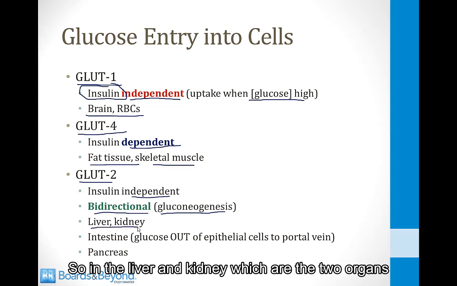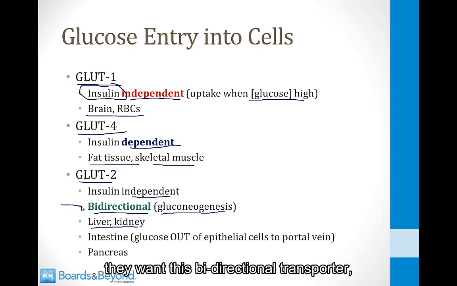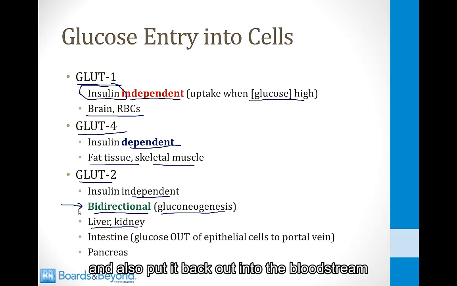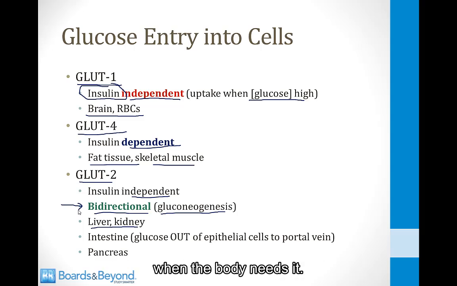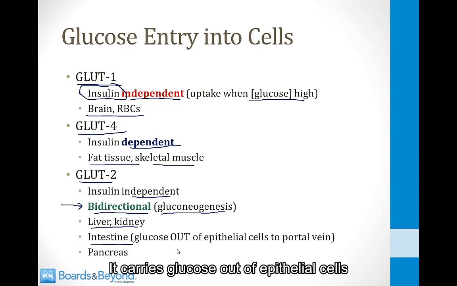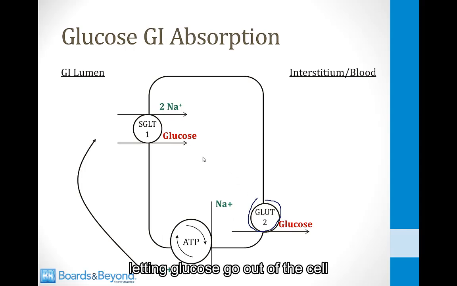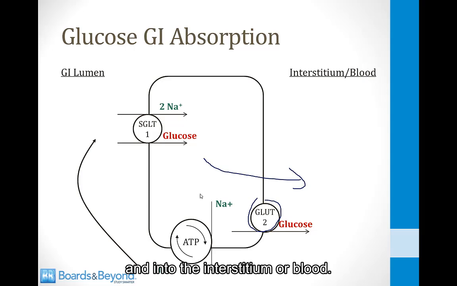So in the liver and kidney, which are the two organs that can synthesize glucose for the body via gluconeogenesis, they want this bidirectional transporter so they can both take up glucose and also put it back out into the bloodstream when the body needs it. You can find the GLUT2 transporter in the intestine. It carries glucose out of epithelial cells to the portal vein. Here's the slide I showed you a minute ago, and here's the GLUT2 transporter right here, letting glucose go out of the cell and into the interstitium or blood.